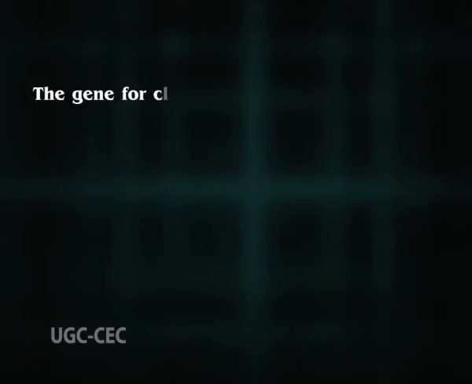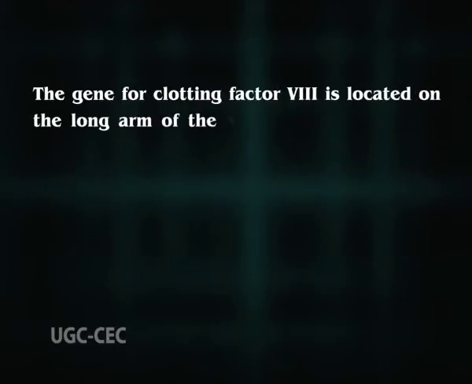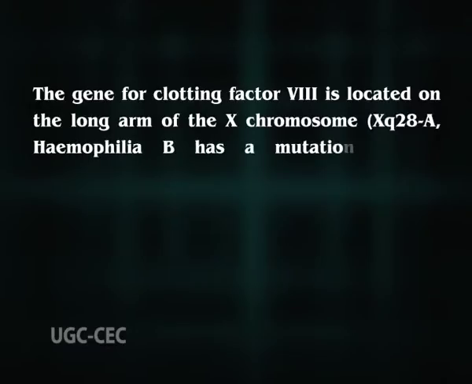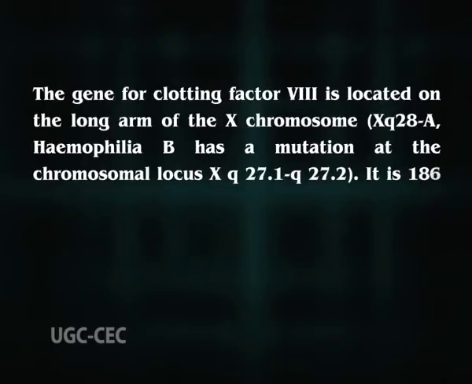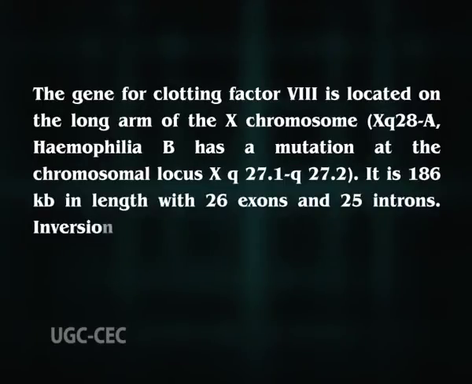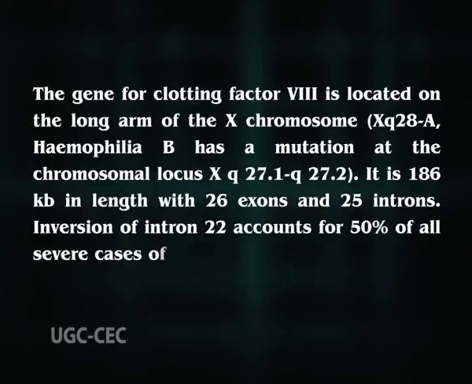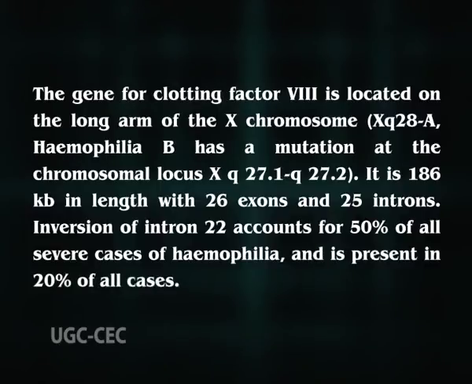The gene for clotting factor 8 is located on the long arm of the X chromosome, Xq28. Hemophilia B has a mutation at the chromosome locus Xq27.1-q27.2. It is 186 kilobases in length with 26 exons and 25 introns.